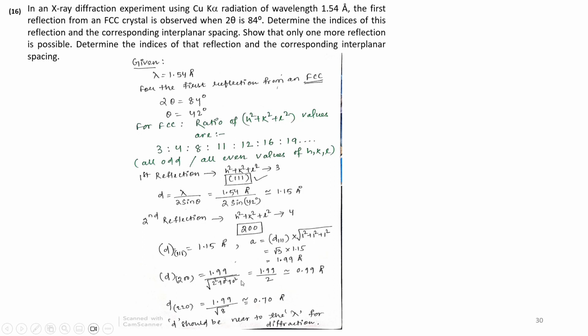Similarly, from the first one, with the values given in the question, we calculate the A value. Using that A value, we calculate d200, similarly d220. Those two interplanar distances we have to calculate for each plane. d should be near to the lambda for the diffraction. So that's one criterion here. Okay, so this is the solution for that.